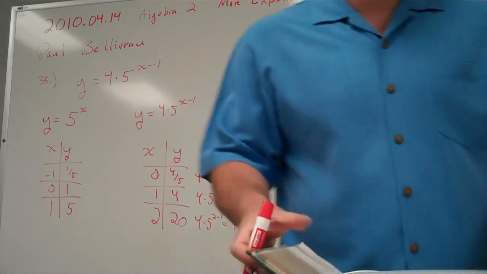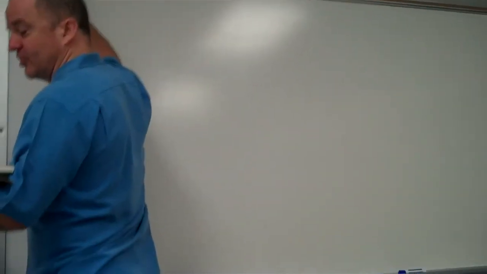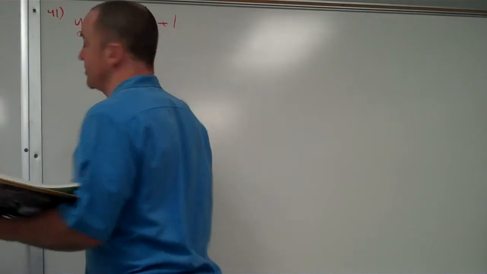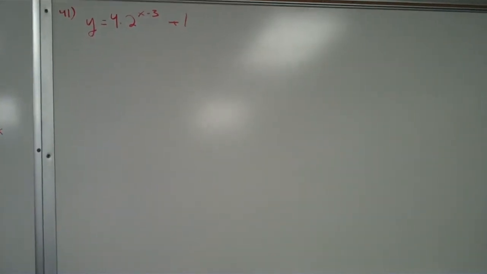Does that make sense? Again, if you didn't have this done or done correctly on your homework, you should be scrambling to write it down right now. So 41 is y equals 4 times 2 to the x minus 3 plus 1. Okay? You guys ready? So I have a question.